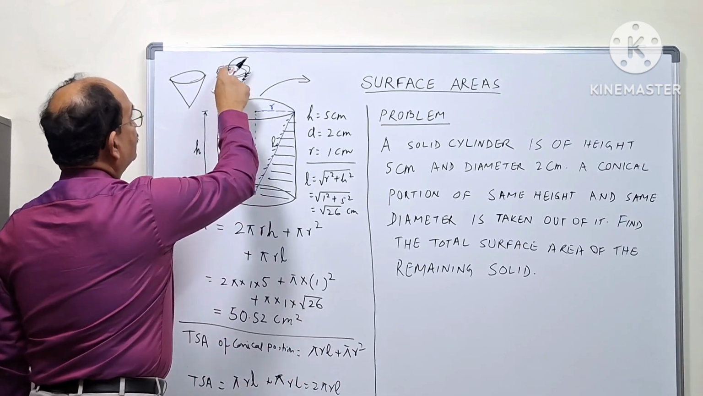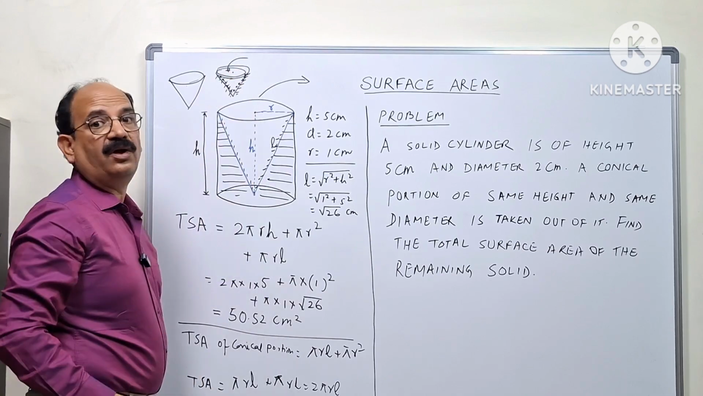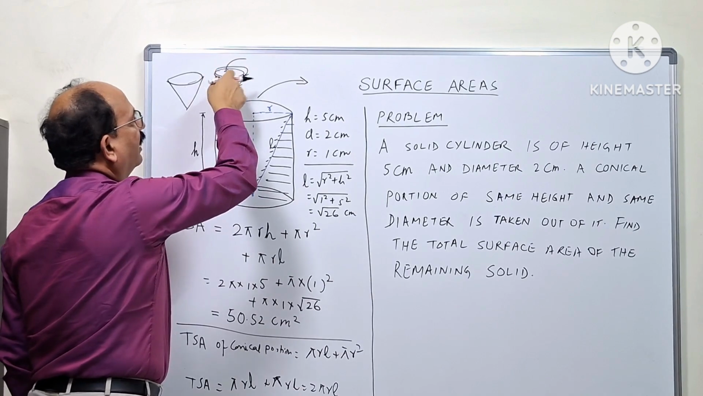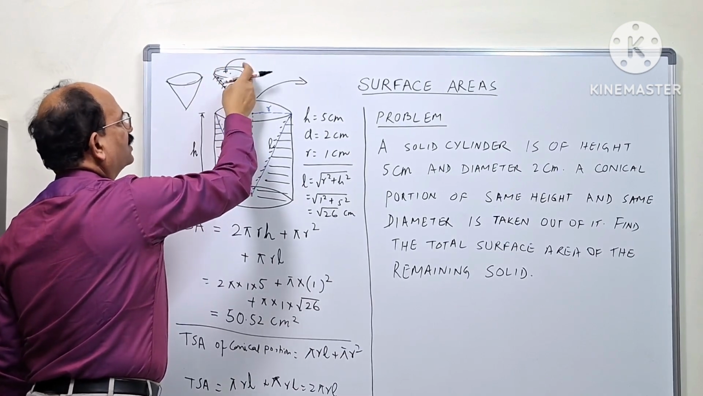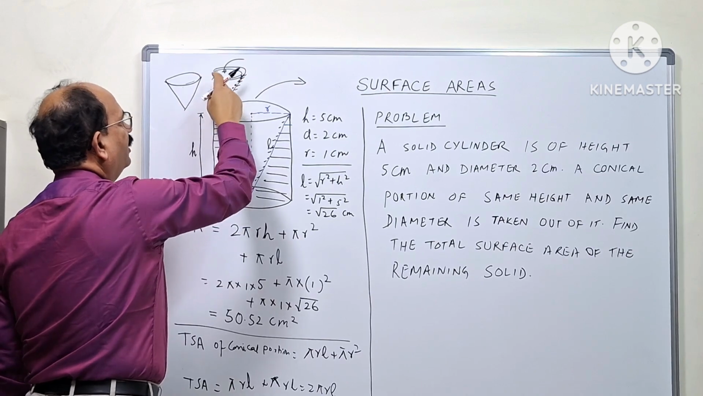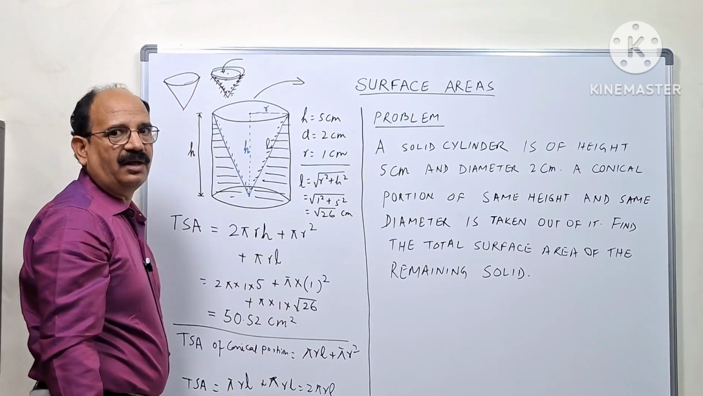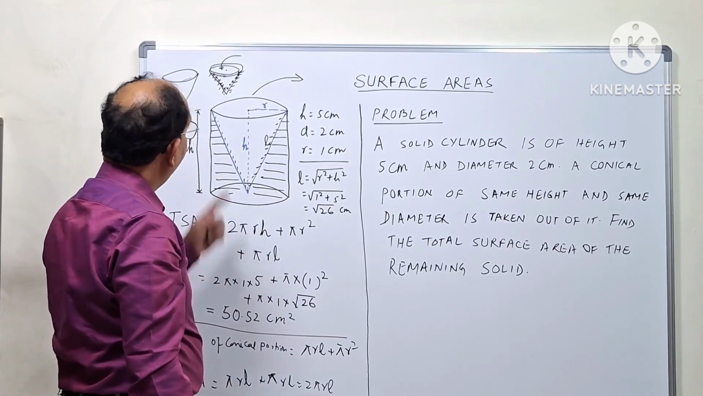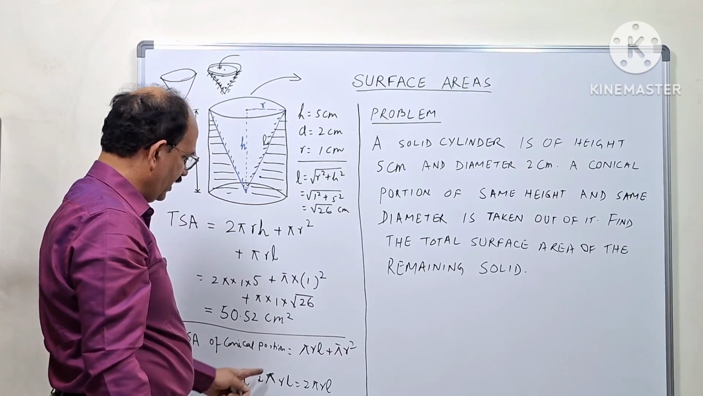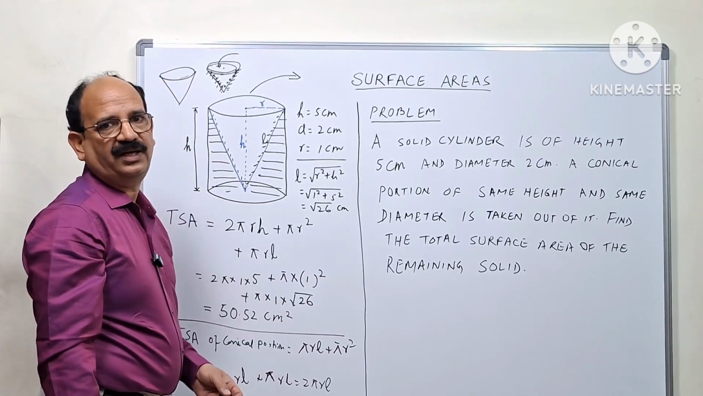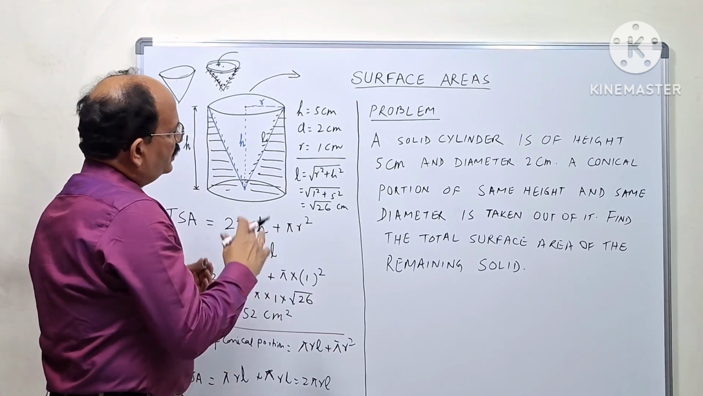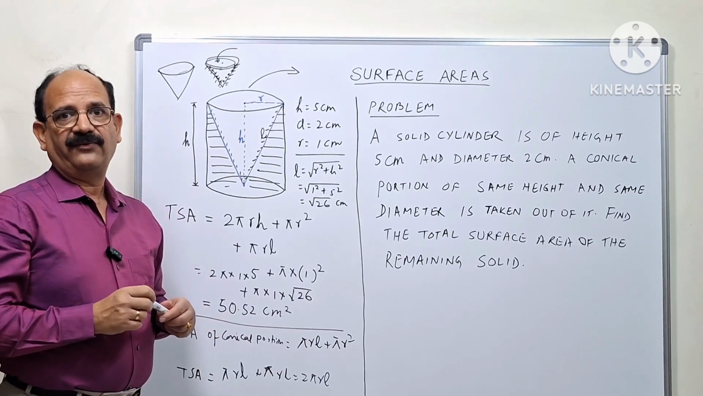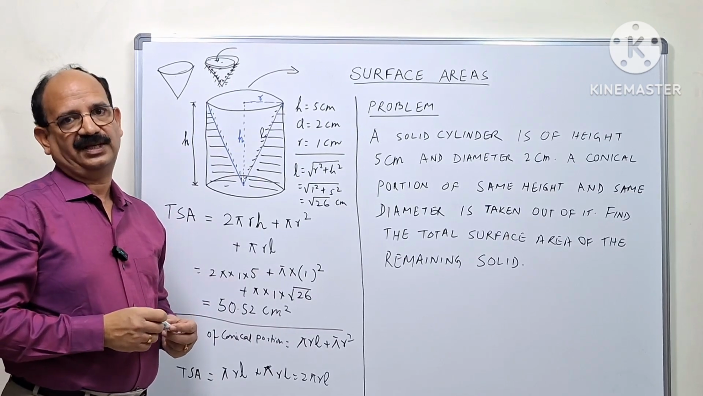But in this case, the circular area will not be available because it has been taken out. So only this very thin layer is available. The outer surface area plus the internal one, both are available. Therefore, the total surface area of that kind of shape becomes pi r L plus pi r L, which is 2 pi r L. Okay. So this is how different kinds of problems can be framed in finding surface areas.